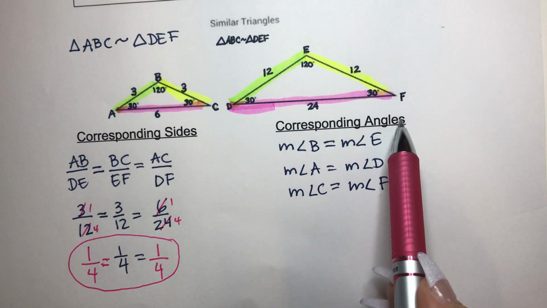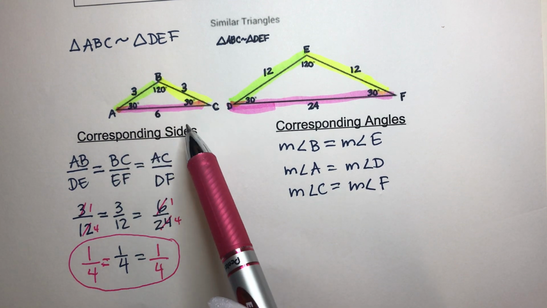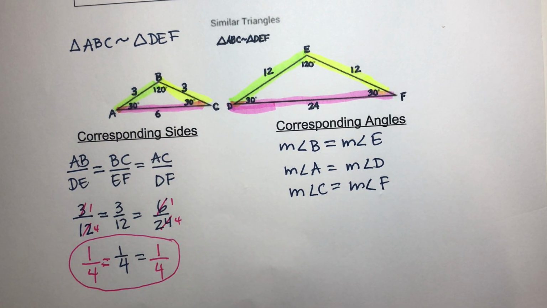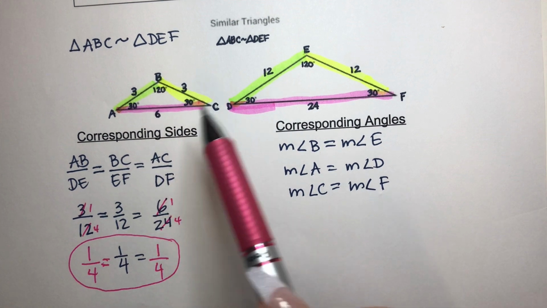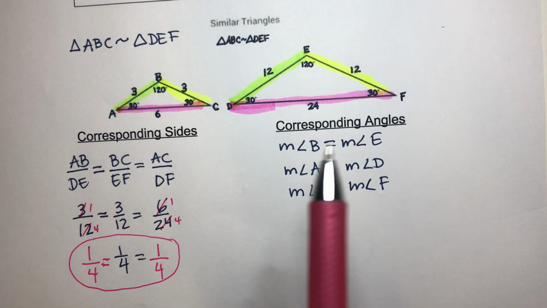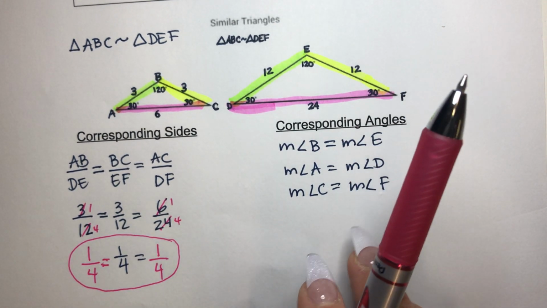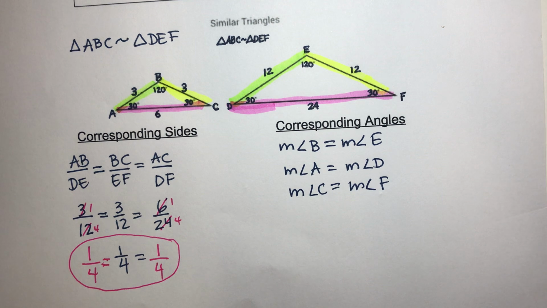So they have corresponding angles, which are the same, and they also have corresponding sides that have equivalent ratios, and that's how we know that these two triangles are similar. Okay, similar means they have the same shape, but not necessarily the same size. All right, perfect. Okay, let's go ahead and look at a couple examples.